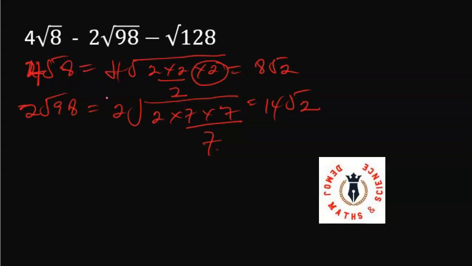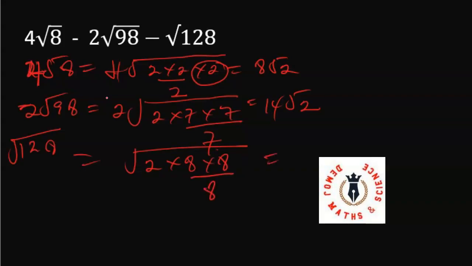And my root of 128 is the same thing as 2 times 64. 64 is 8 times 8. Let's just go straight by. That becomes 2 times 8 times 8. So 8 here is 8, and 2 here is standing alone. That becomes 8 root 2.